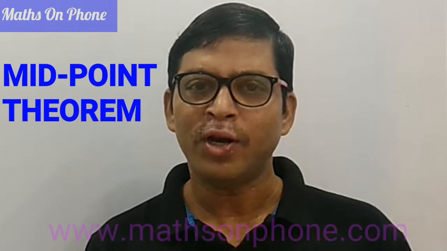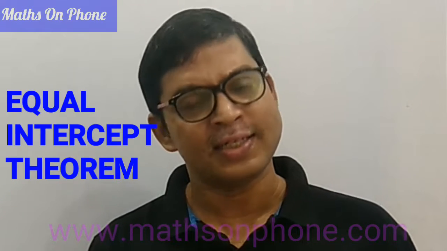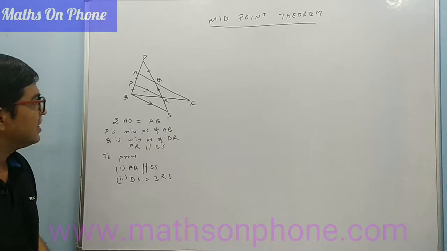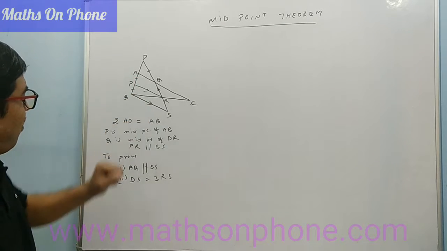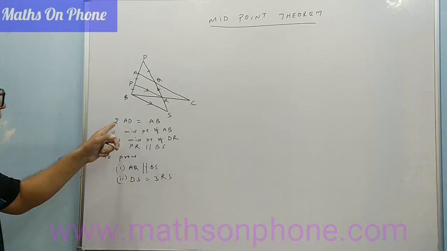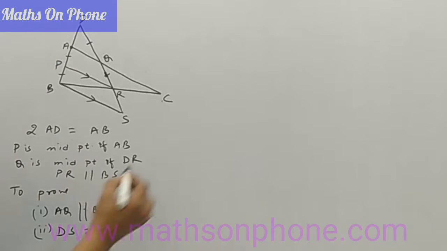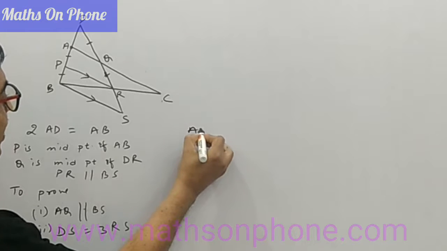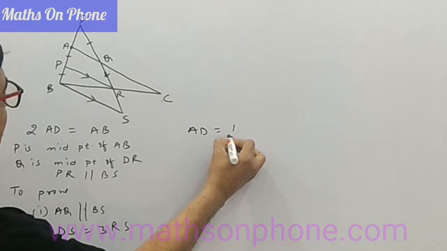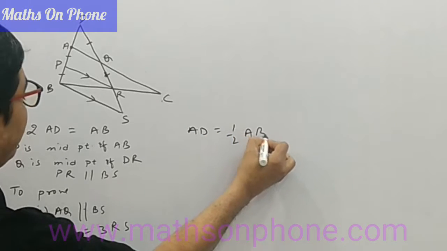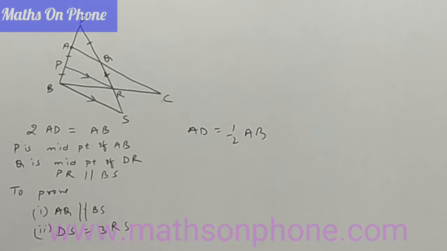In this lecture, we will see certain typical problems of midpoint theorem and equal intercept theorem. We have earlier done the basics of midpoint and intercept theorem. See, in this particular problem, it is given that 2 times AD is equal to AB. What does this mean? That AD is actually half of AB, because 2AD is equal to AB.